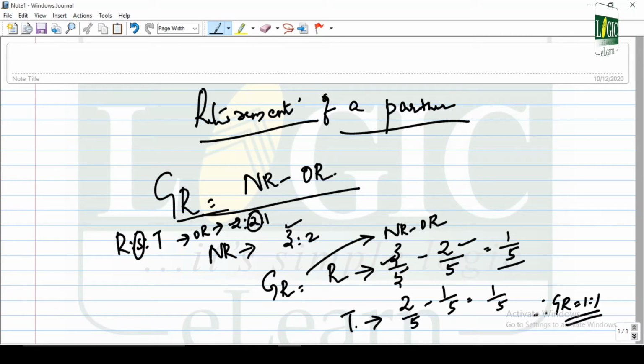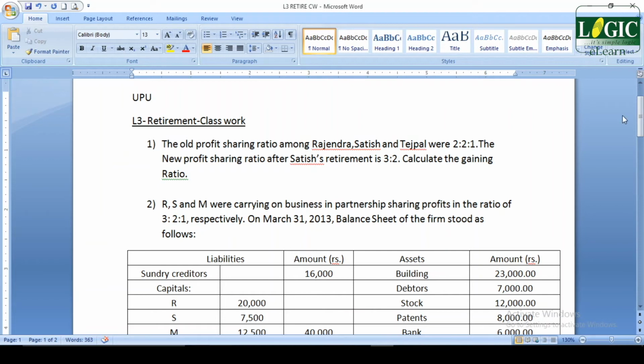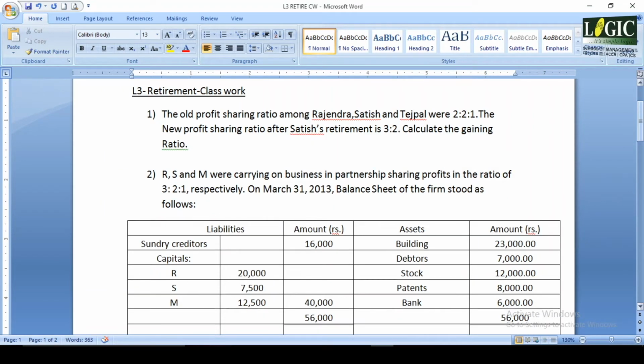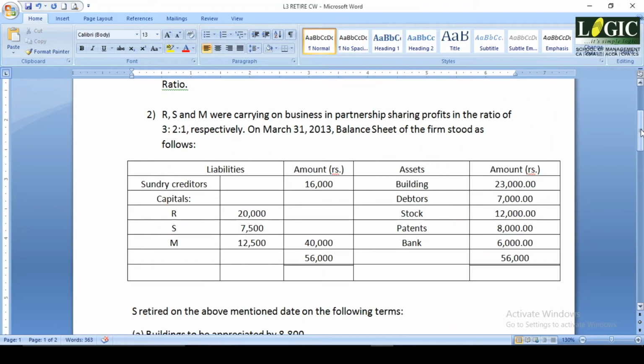Okay. Now, we will see how to do full problems in retirement. We will see the next problem, that is full problems in retirement. R, S and M were carrying on business in partnership, sharing profits in the ratio of 3:2:1 respectively. On 31st March 2013, the balance sheet of the firm stood as follows.